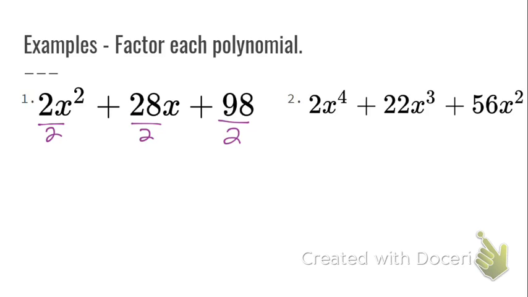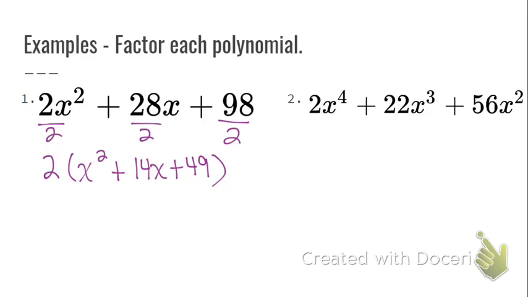After we've found the GCF, remember the GCF also goes outside some parentheses, and we put our leftovers on the inside. So what's left over? Well, for our first term, those 2's would cancel out or reduce to 1, so we have 1x squared plus 28x divided by 2 would be 14x plus 98 divided by 2 is 49.